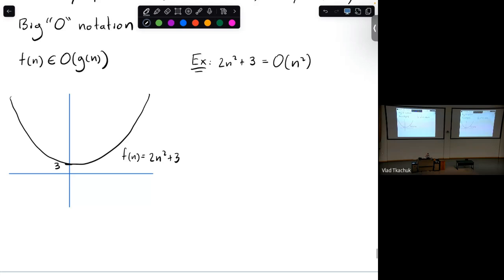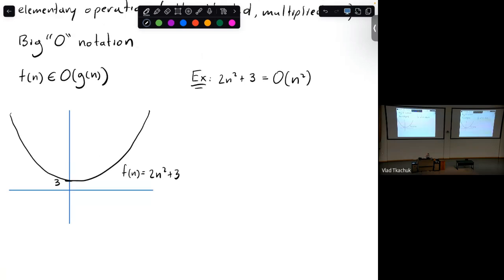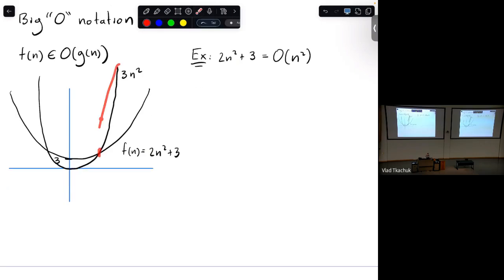Okay? So that means I can find some other function, n squared, that has no constant terms. It's just going to be a squared function, and I'll scale it by some other constant like 3. So I'll do 3n squared, for instance. That after some point here, it is just always bigger than the other function.